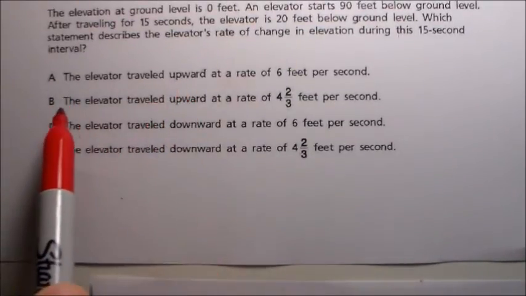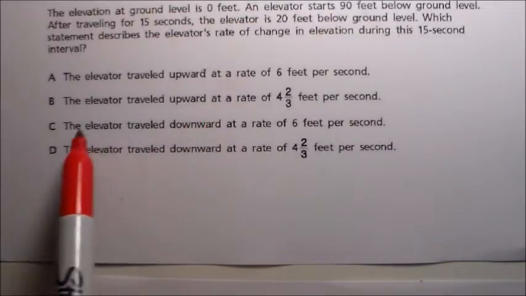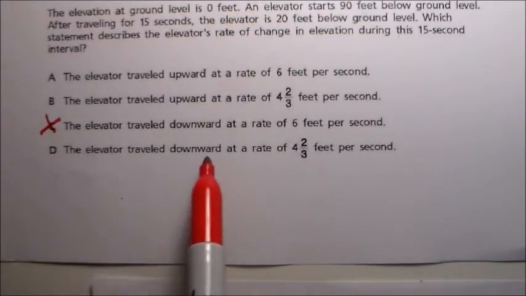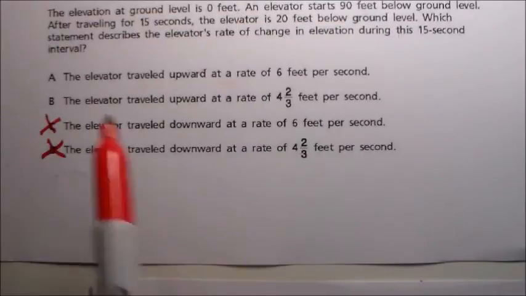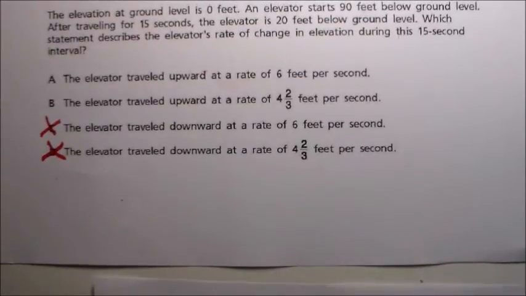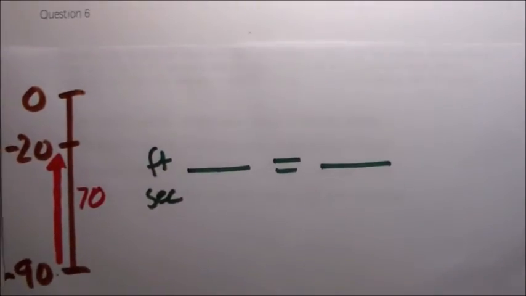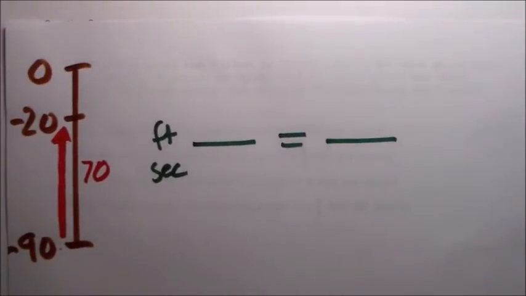Okay, the elevator traveled upward, that's okay. The elevator traveled downward? No, it's not going to travel downward. That's not going to be right. So A or B is still in play, and C and D are out of here. All right, so just drawing it out helps us get going on this problem.